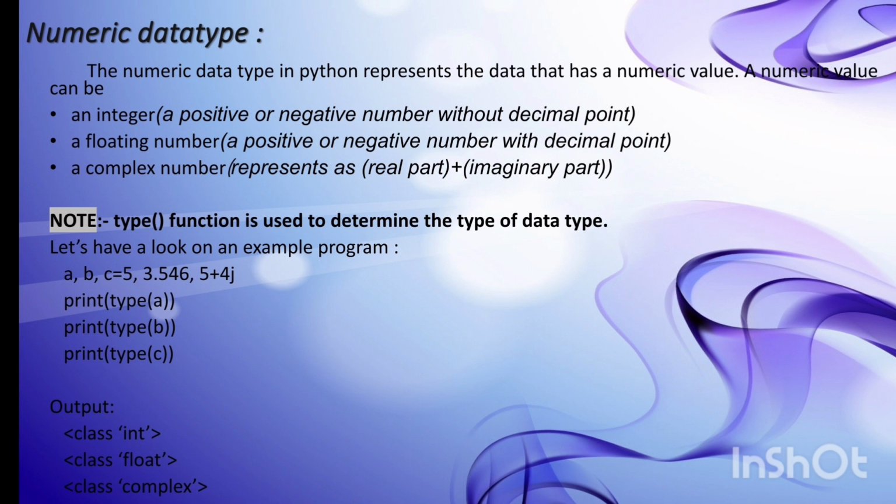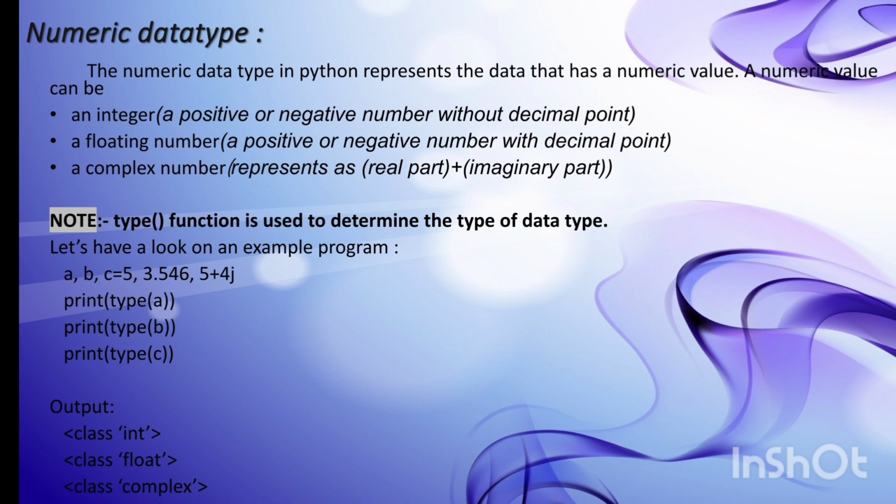The numeric data type in Python represents the data that has a numeric value. A numeric value can be an integer, a positive or a negative number without decimal point. Next, second one, floating number, a positive or a negative number with decimal point. Third one, a complex number. It is represented as a real part and an imaginary part. Note, the type function is used to determine the type of data. Now let's have a look at an example program.